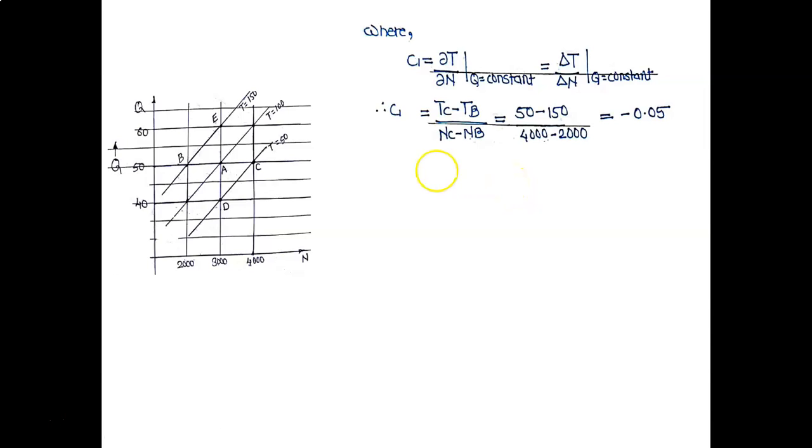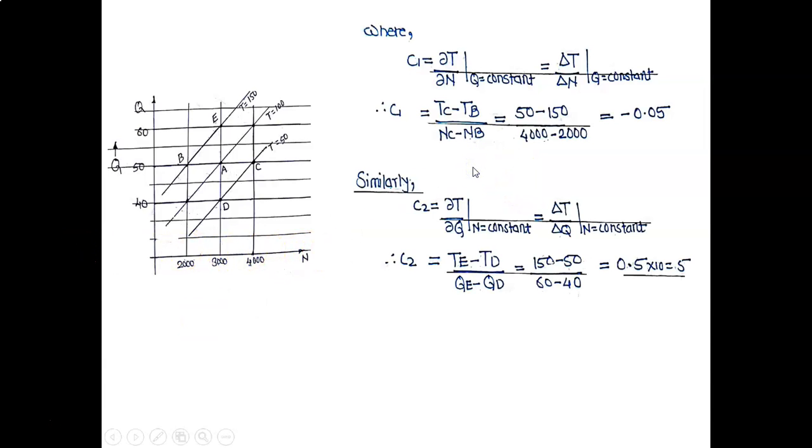when speed remains constant. Therefore C2 is equal to dou T divided by dou Q when N is equal to constant. What is the constant value of N? 3000. Therefore along this vertical line we will find out dou T and dou Q. Dou T means delta T and dou Q means delta Q. Therefore dou T upon dou Q when N is equal to constant is equal to delta T upon delta Q when N is equal to constant.